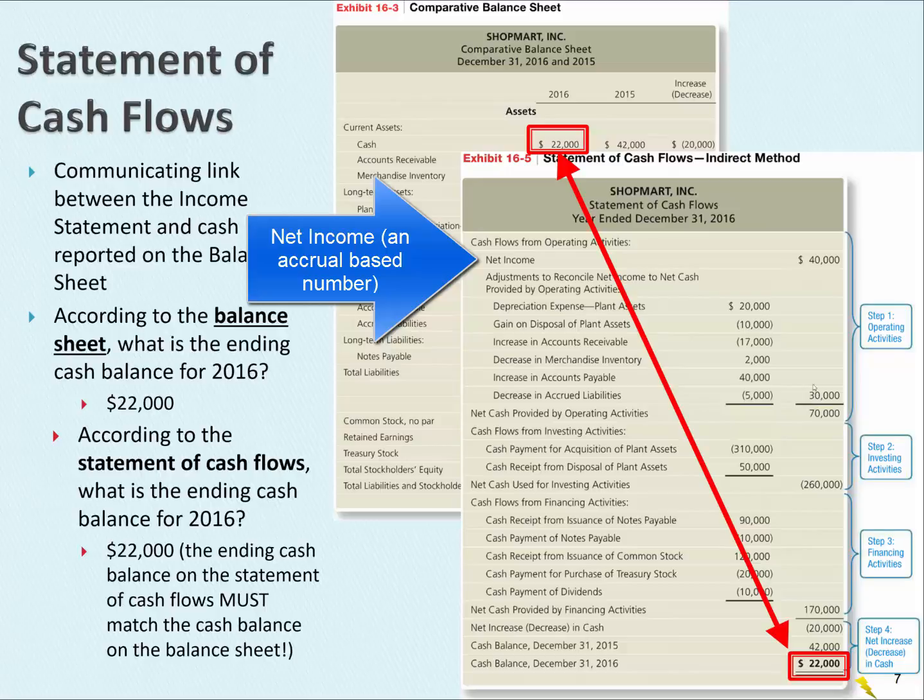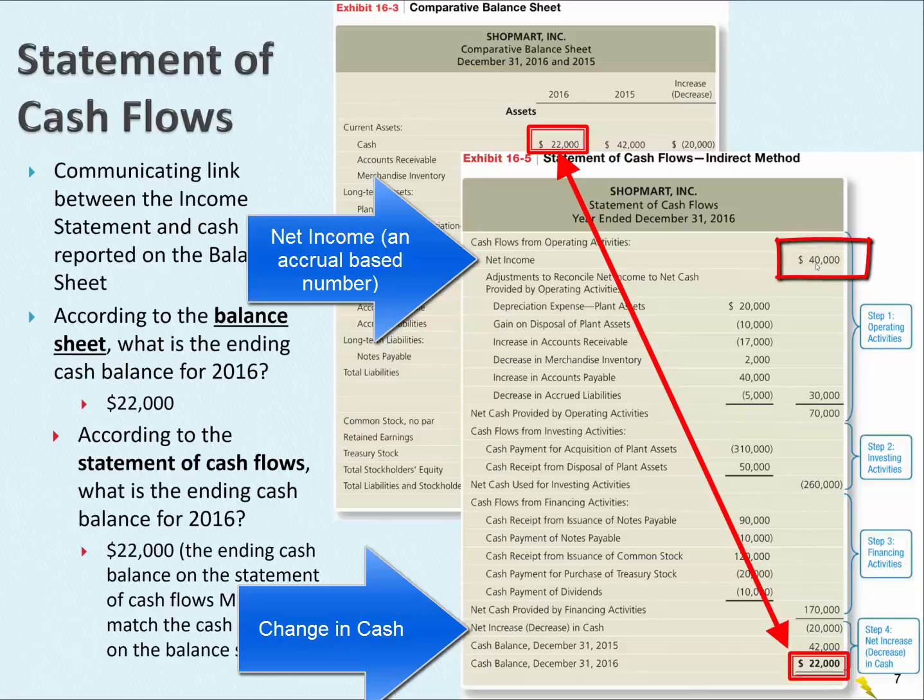Also notice the statement of cash flows starts with net income. So what the statement of cash flows is doing is it's explaining why net income, $40,000 in this case, from the income statement does not equal the change in the cash balance. In essence, the cash flow statement is the communicating link between the accrual-based income statement, which is this number right here, and the cash reported on the balance sheet, this number right here.